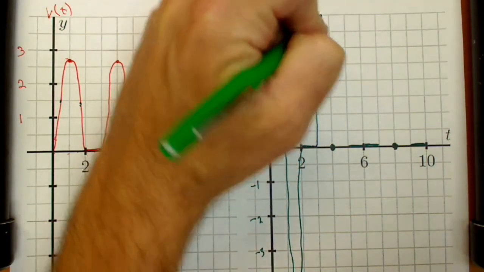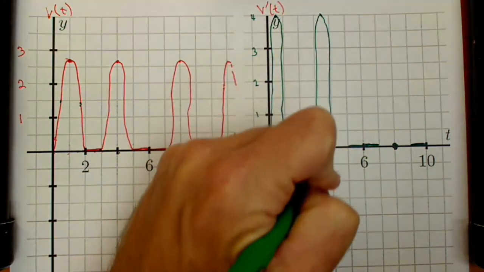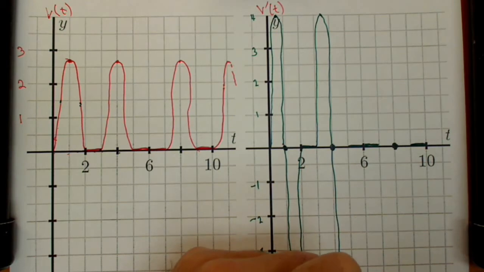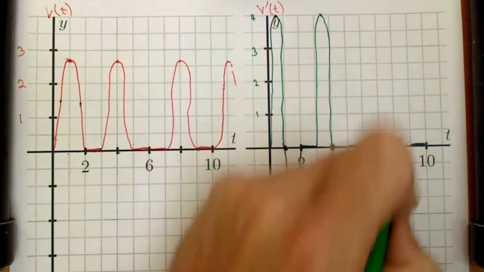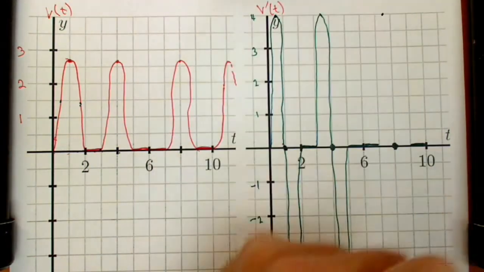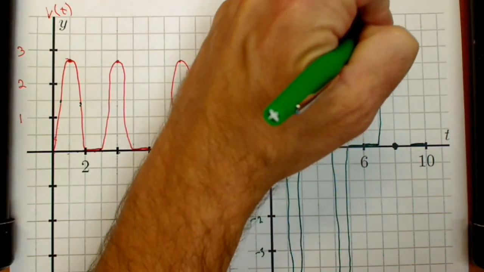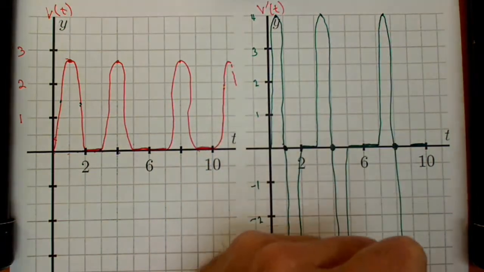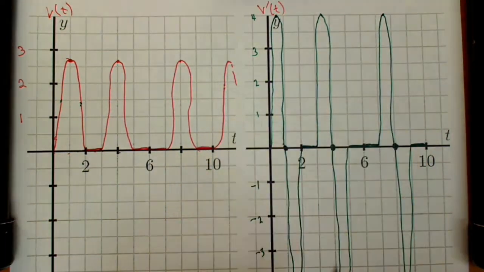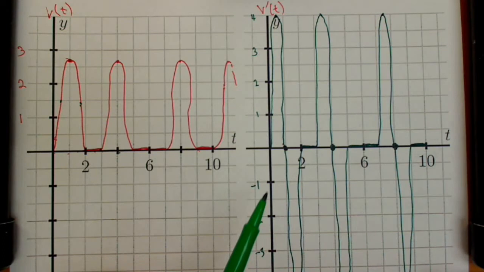Come up and hit this point, come back down and hit this point. And that's going to happen again here. It's going to have a max and a min at 4 and -4. Comes up and hits, comes down and hits. So we're paying attention to the same things we did in previous sections.